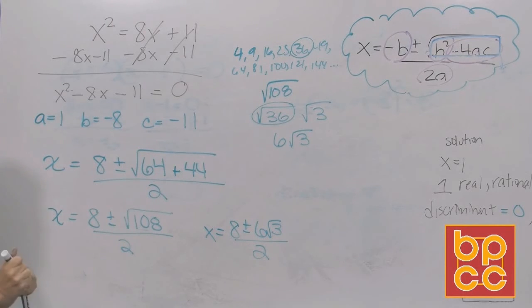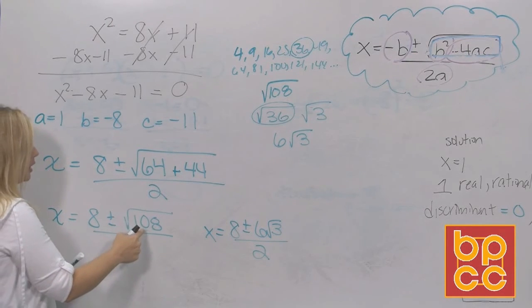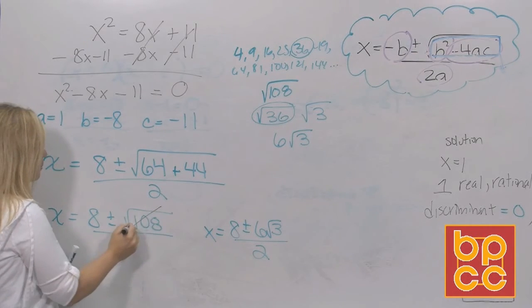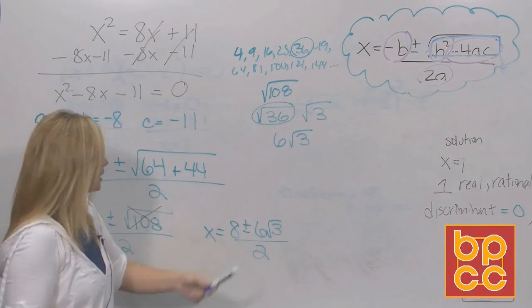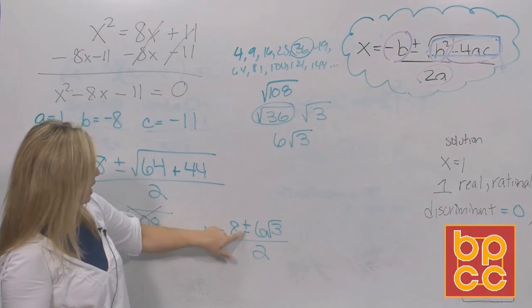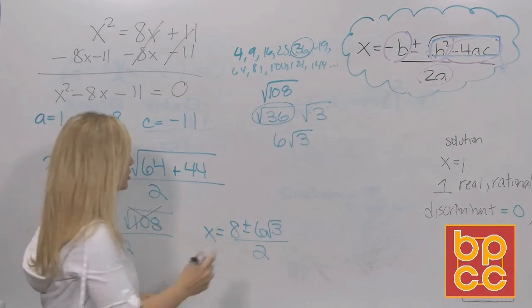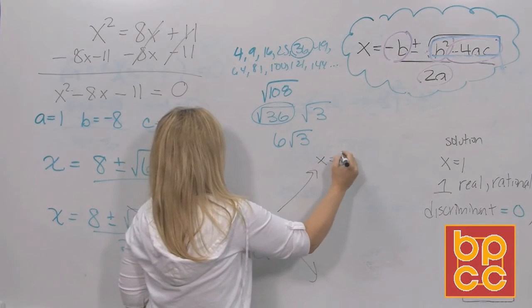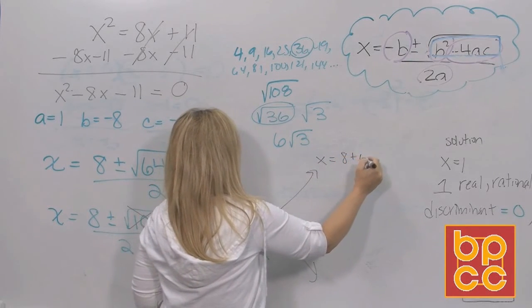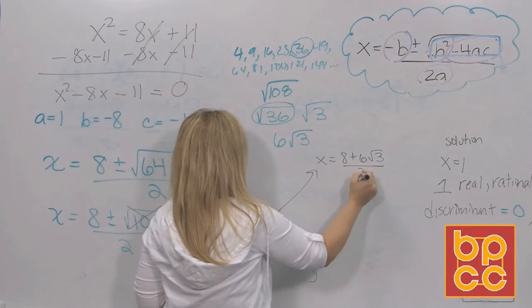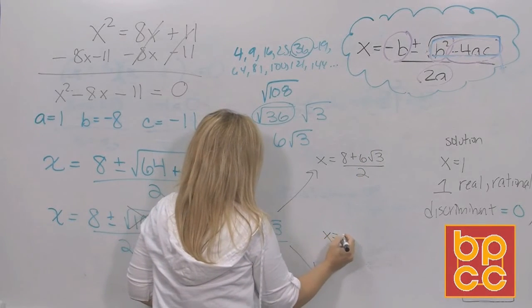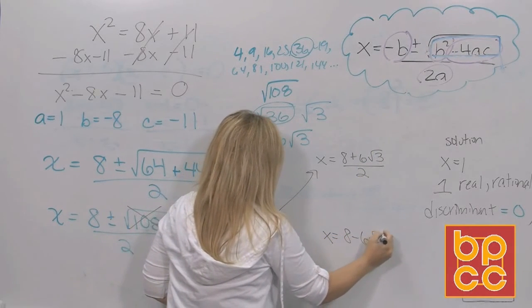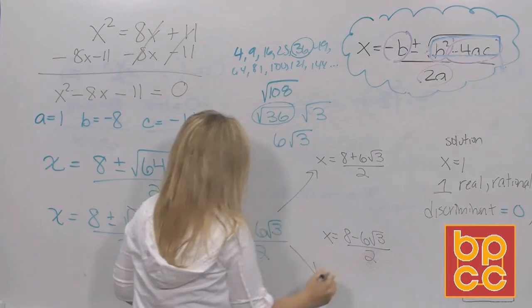So that's the hard part of working the quadratic formula. This was not a perfect square, so it had to be broken down, and we replaced it. Now, again, we have that plus and minus going on, so we have to break this into two parts. This is x equals 8 plus 6 square roots of 3 over 2, and x equals 8 minus 6 square roots of 3 over 2.